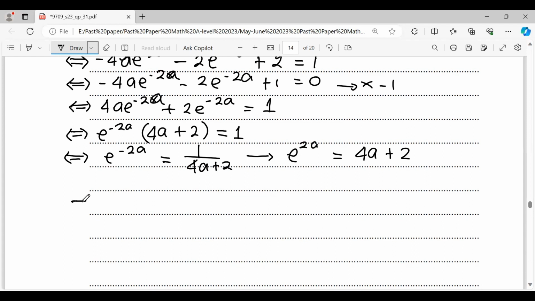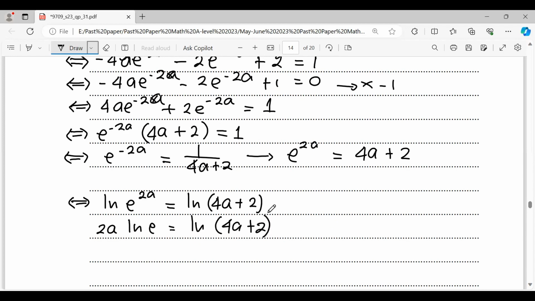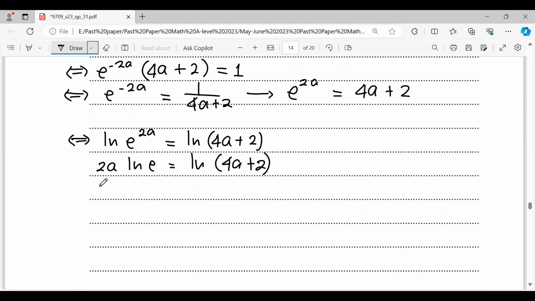Then the next step, ln e power 2a, ln 4a plus 2. Based on the ln rules, it becomes 2a ln e equals ln 4a plus 2. ln e equals 1. So 2a equals ln 4a plus 2, or a equals half ln 4a plus 2.